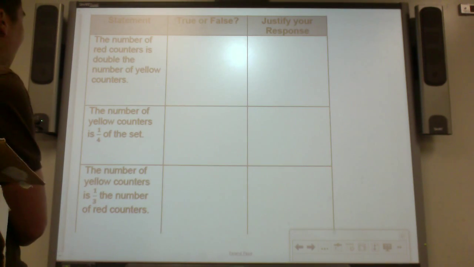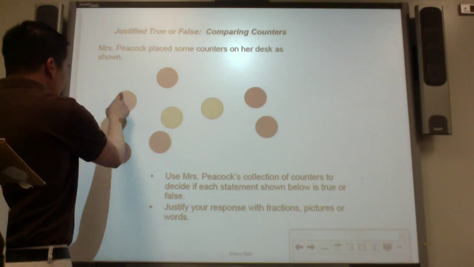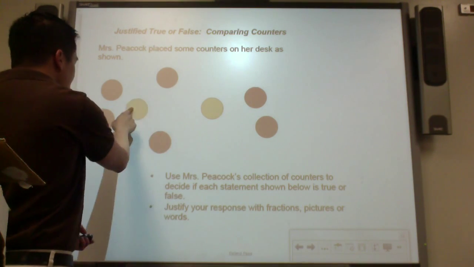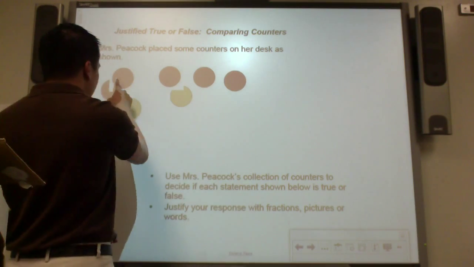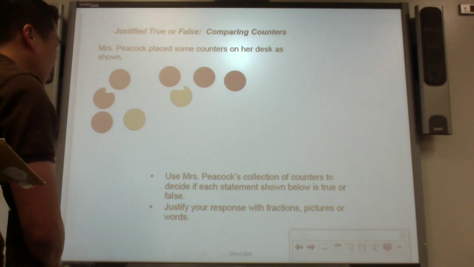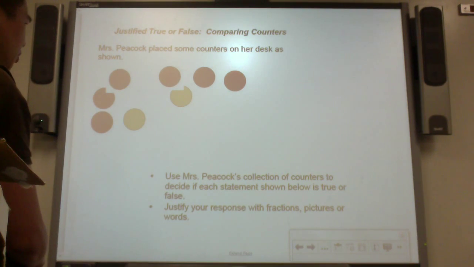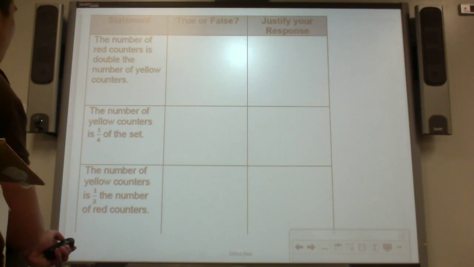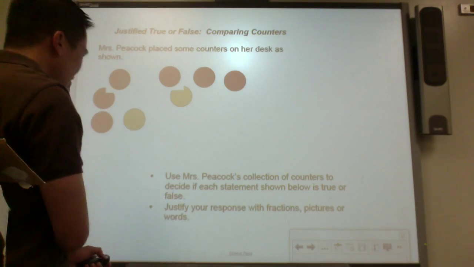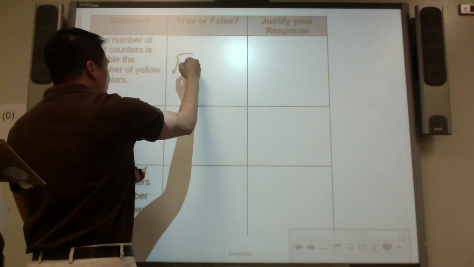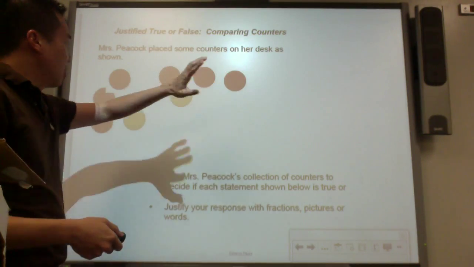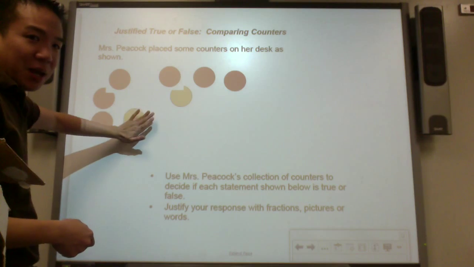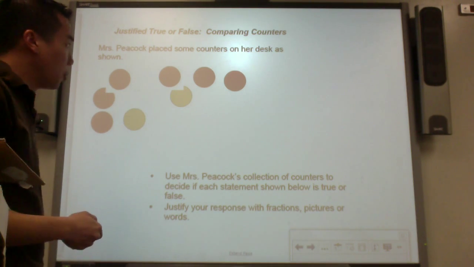The number of red counters is double the number of yellow counters. Is that really true? No, it's not. There's triple the number of red counters. False! That is not true. Justify. I would recopy this picture here. As you can tell, there are 3 times as many red to yellow.